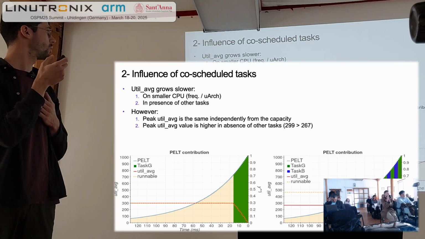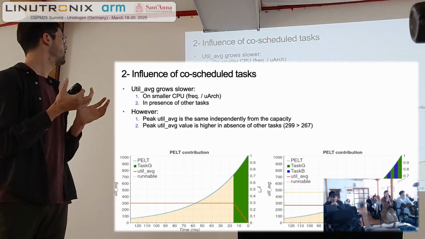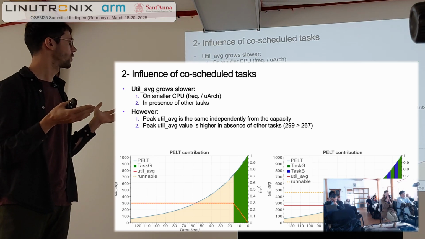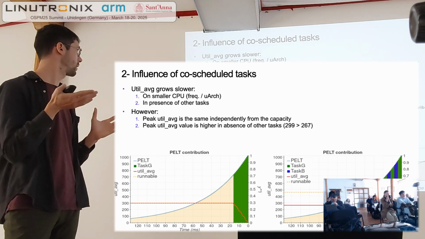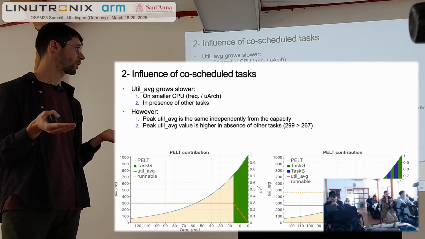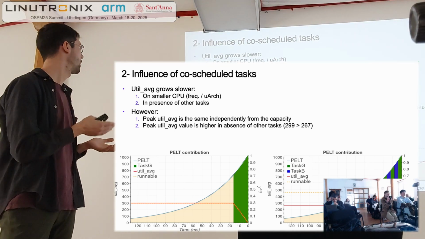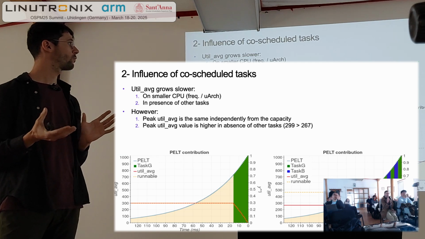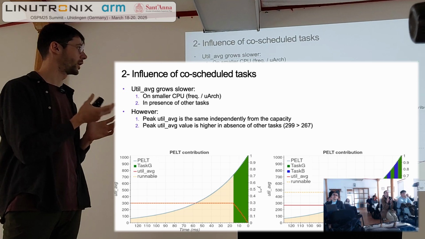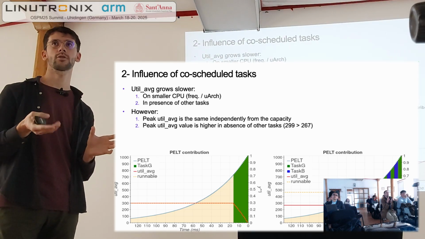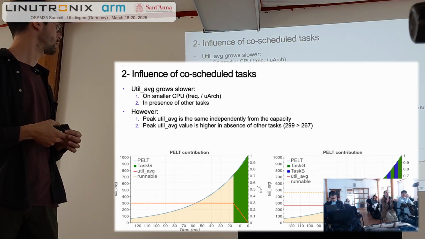When we have multiple tasks on the same CPU, there are different cases where the util average is going to grow slower. First, when you are running on a smaller CPU or on a CPU which is running at a lower frequency. The second case is when we have multiple tasks on the same CPU, because we have to share the run queue with another task, so we have less contribution, and the util average signal is going to grow slower.